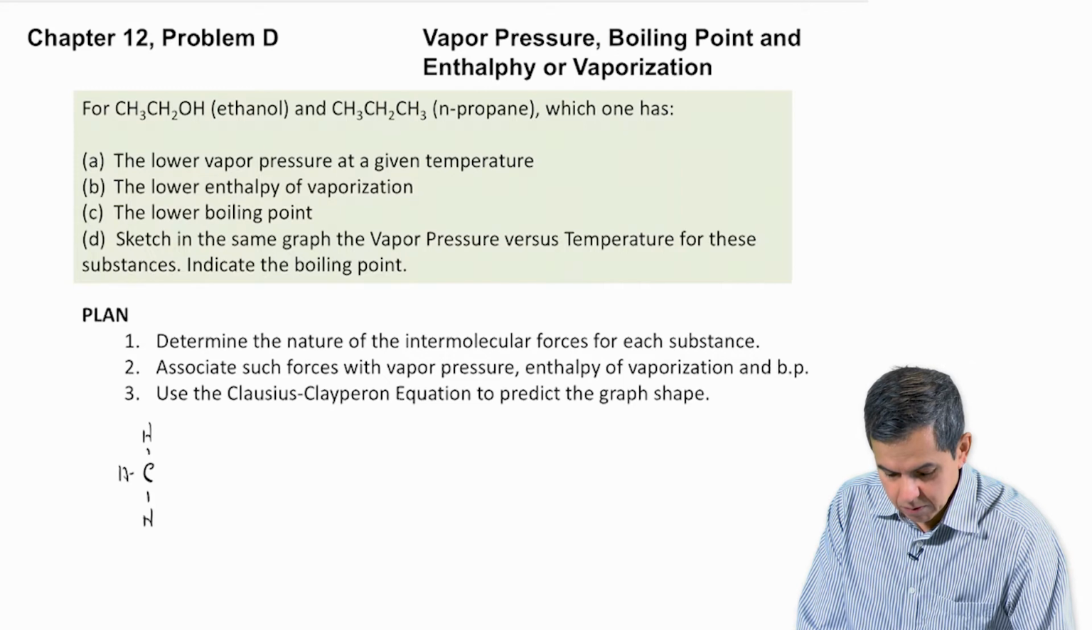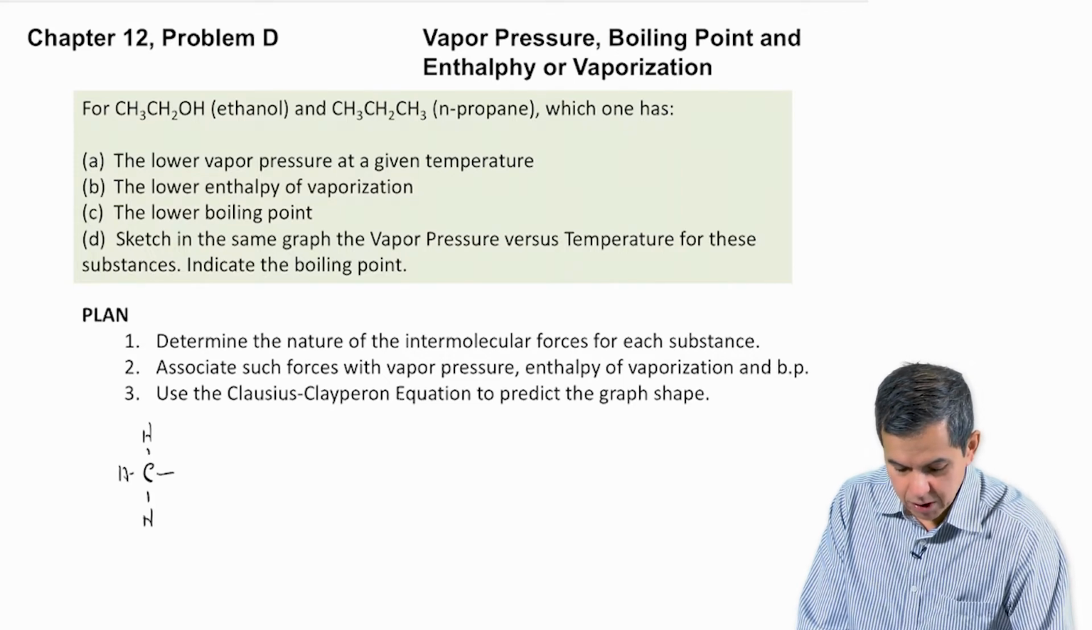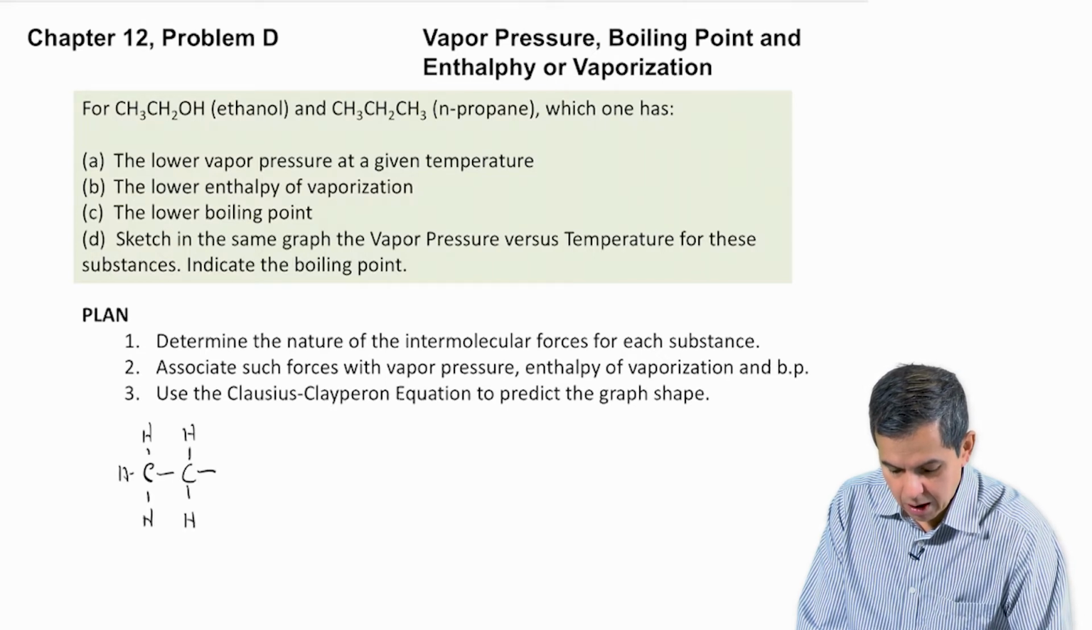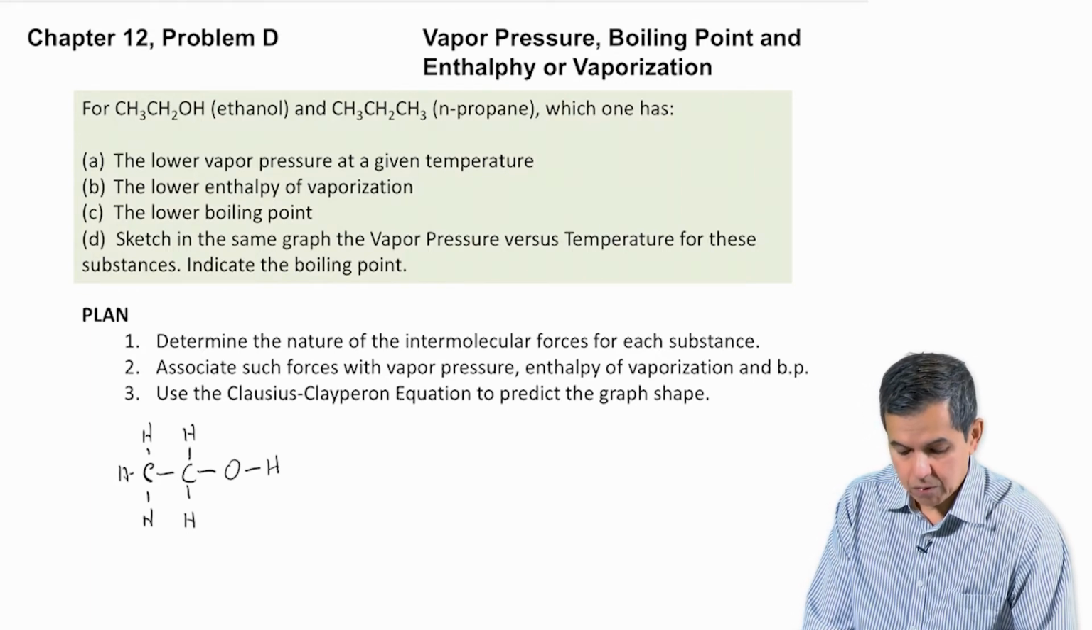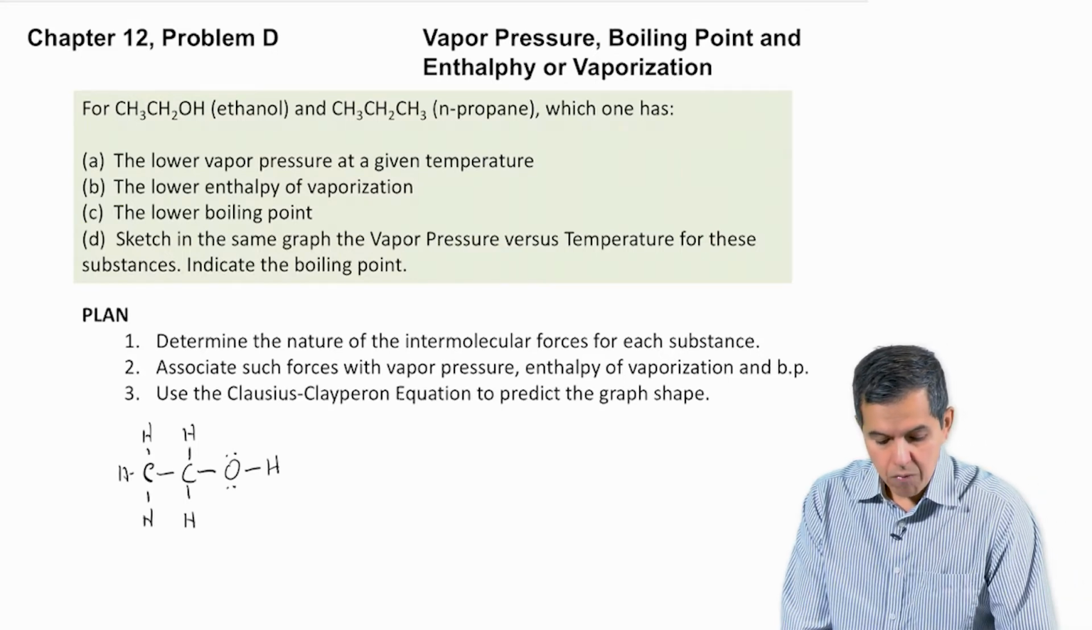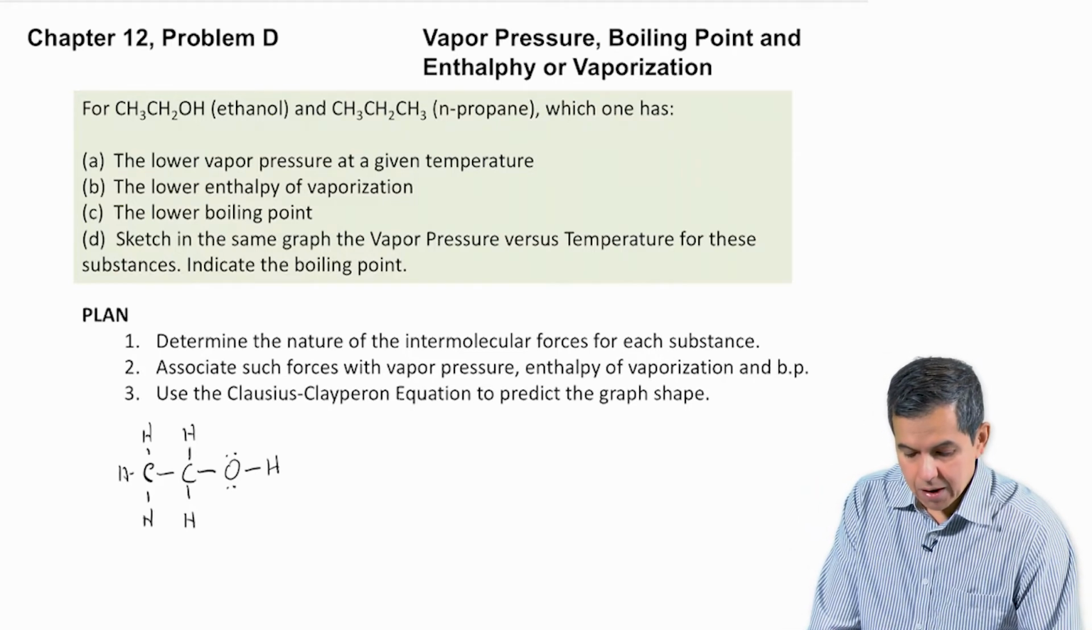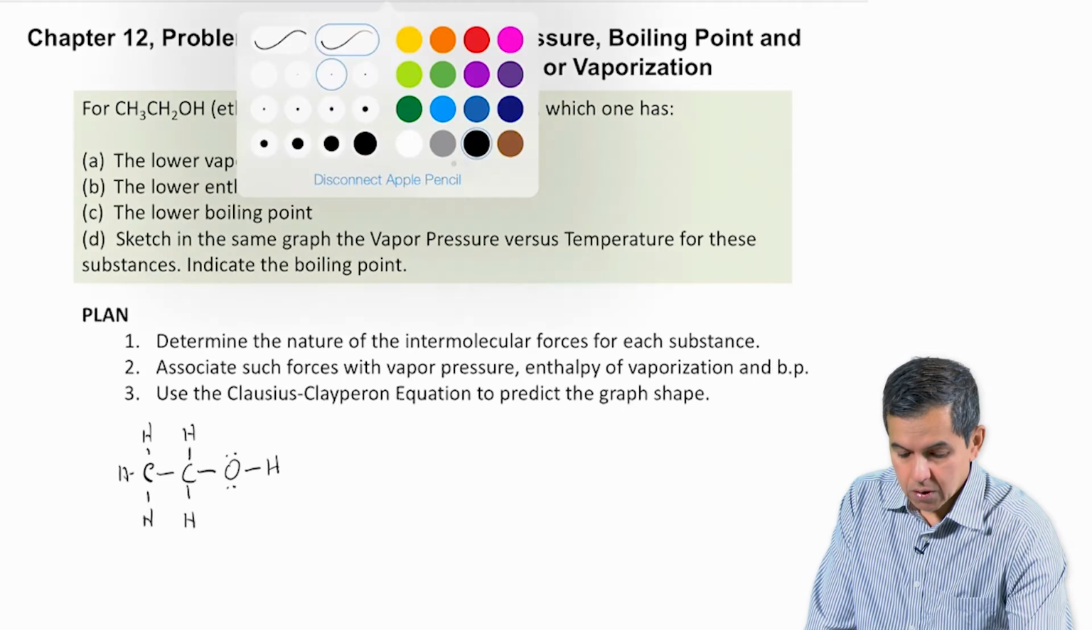a carbon with 3 hydrogens bound to another carbon, which is bound to 2 hydrogens, an oxygen, and the oxygen is also bound to a hydrogen. And this oxygen has 2 lone pairs of electrons. Immediately we can identify that this type of arrangement leads to hydrogen bonding.